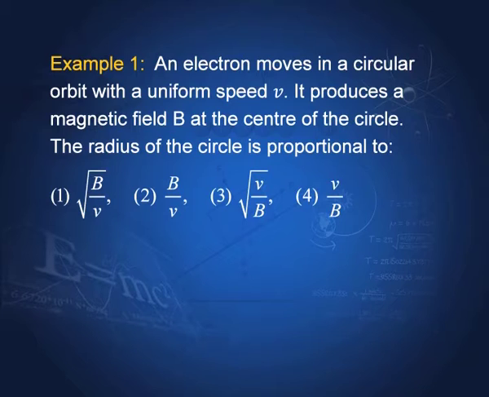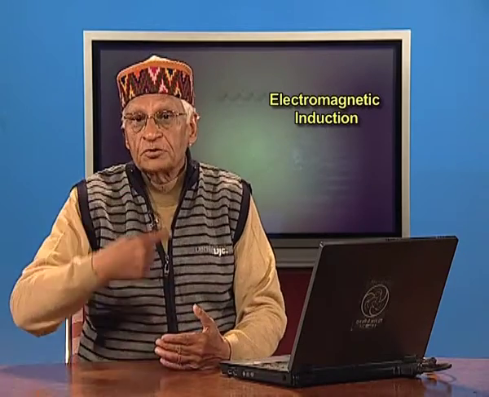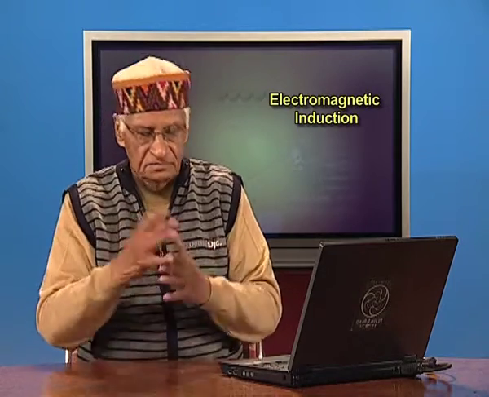Example 1: an electron moves in a circular orbit with a uniform speed v. It produces a magnetic field B at the center of the circle. The radius of the circle is proportional to one of these. You see, the electron moves in a circular orbit. This is equivalent to a current. We have discussed it so many times.